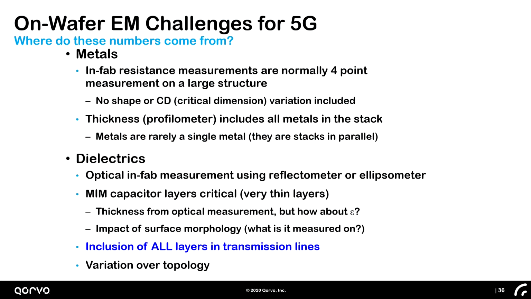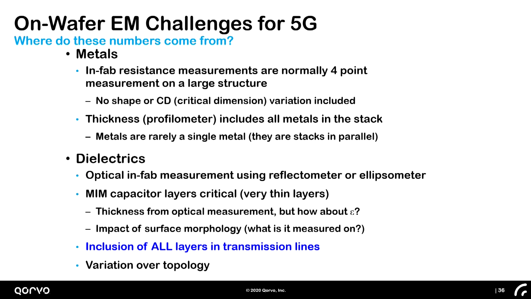So the wafer guys are not off the hook on this either. Because if you go through different people's processes, which I've had the unfortunate pleasure of doing, there are still some on-wafer challenges for EM as well. Very similar things with the metals. In-fab resistance are normally 4-point on a very large structure. There's no shape or CD information included in that. Thickness, like a profilometer, includes every metal in the stack, which is typically how they'll measure the stuff. And they're not usually a single stack. And I'll give a more detailed example of that one.